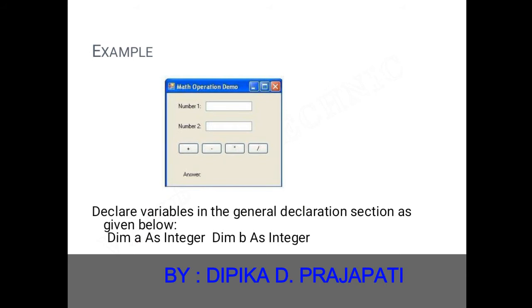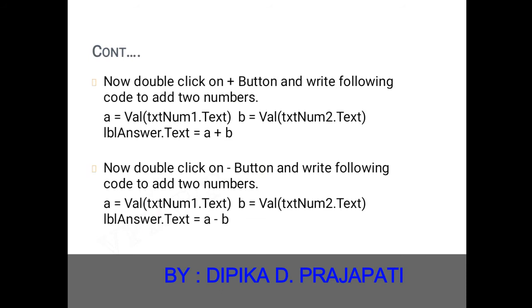So here the first variable is Dim a as an integer and the second variable is b as an integer. Why can we take two variables? Because here we have number 1 and number 2. So number 1 is the a variable and number 2 is the b variable. Next, double click on the plus button and write the following code to add two numbers.